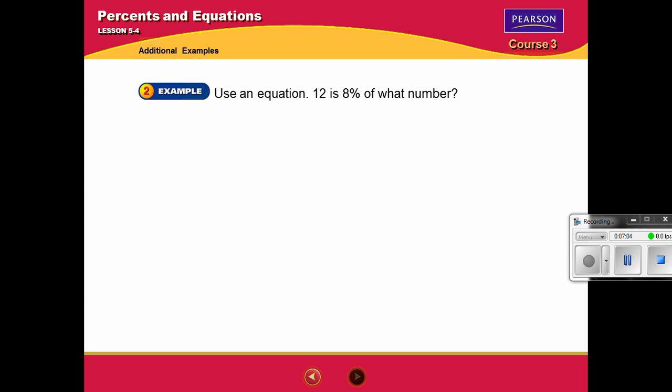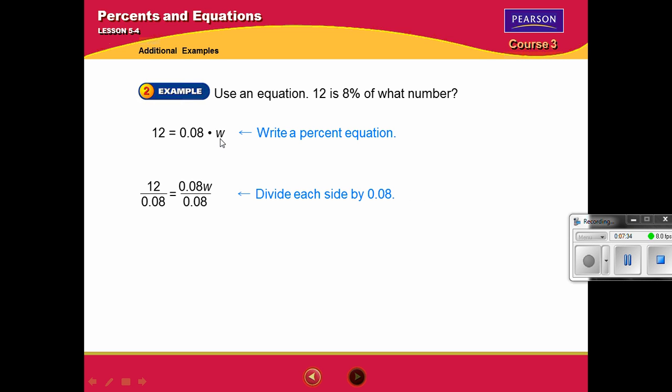12 is 8% of what number? Again, 8% is a decimal, is 0.08, 8 hundredths. Okay, please don't forget that 0 in between the decimal and the 8. They say it the correct way. 8% is the same as 8 over 100, which is 8 hundredths. Of means multiply, what number? We don't know, so we put a variable in there. You're going to divide each side by 8 hundredths, and we get W is equal to 150.